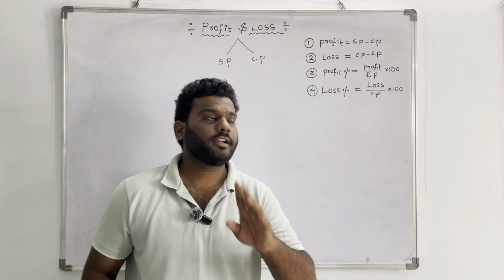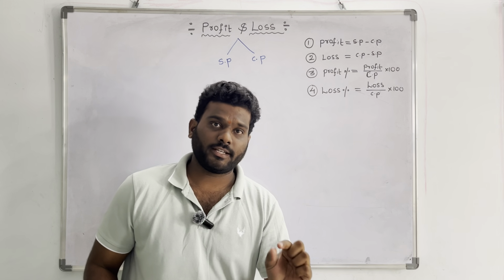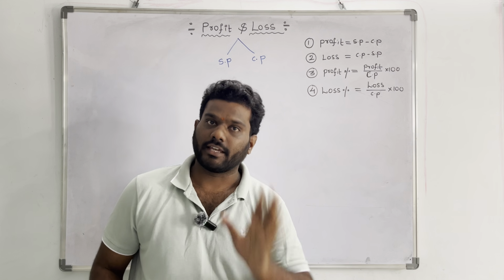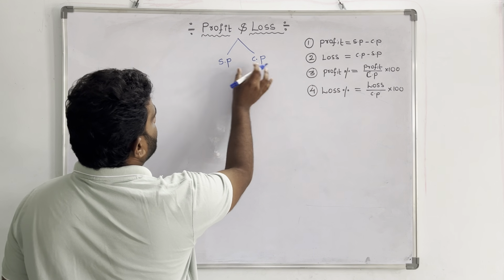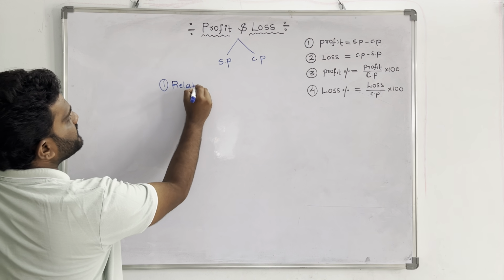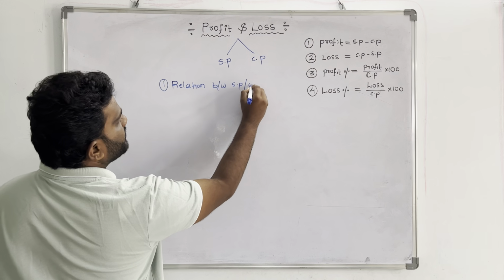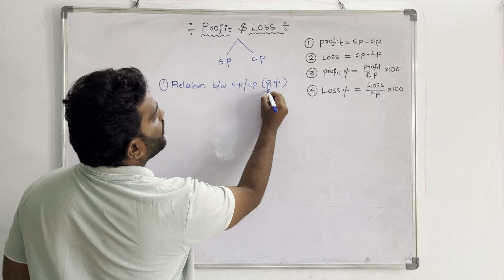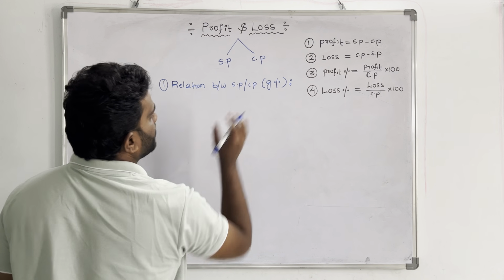Okay, we have learnt about these four formulas, right? Now the relationship between selling price and cost price when gain percent and loss percent is given. Okay, let's see that. First I will discuss the relation between selling price and cost price when gain percent is given. Gain percent or profit percentage, both are same. You can call it gain percent or profit percentage.